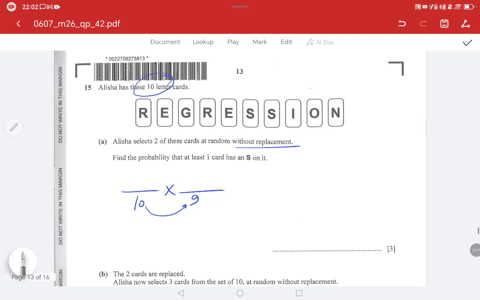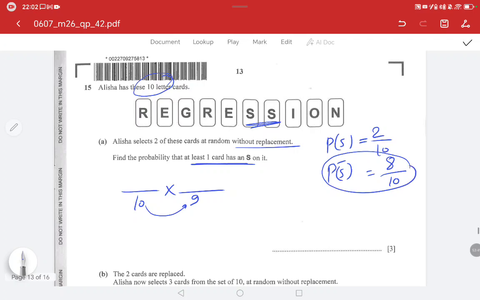They said find the probability that at least one card has an S. Let's first think about what is the probability of S. We have 2 S's, so it's 2 over 10, not 8. So what is the probability of not S? It should be 8 over 10 because it completes 1, right?